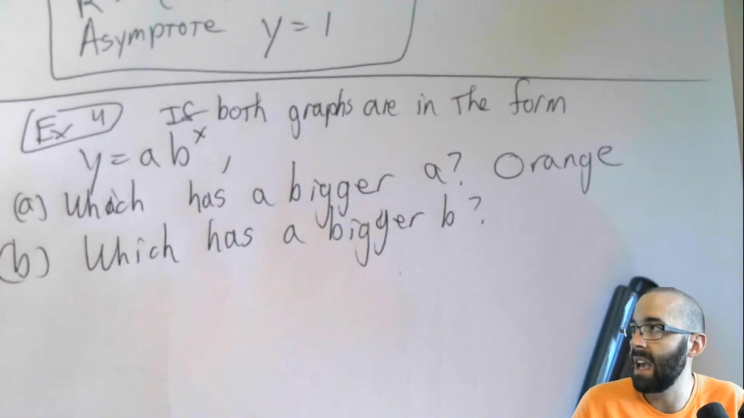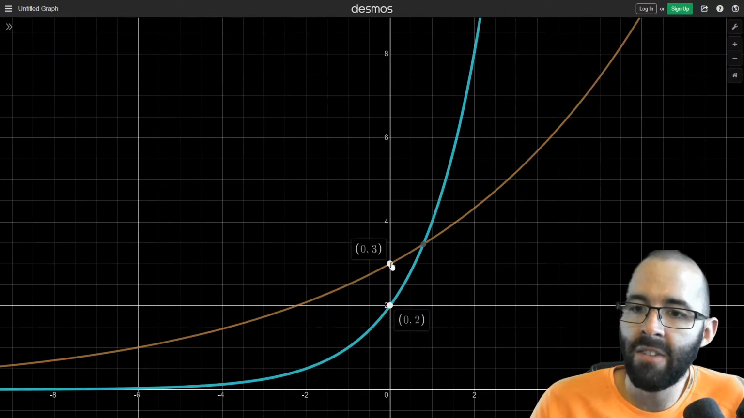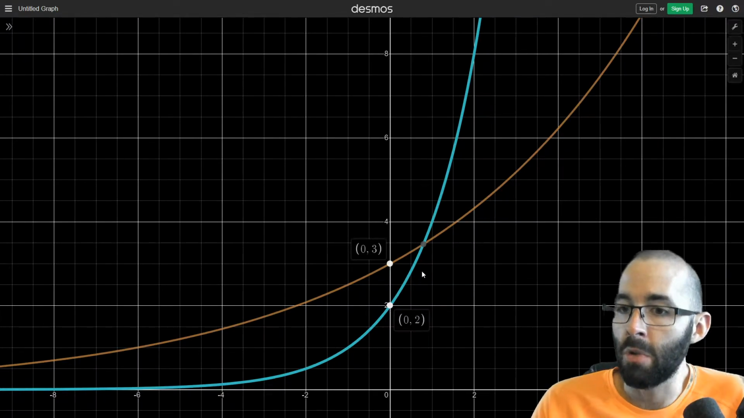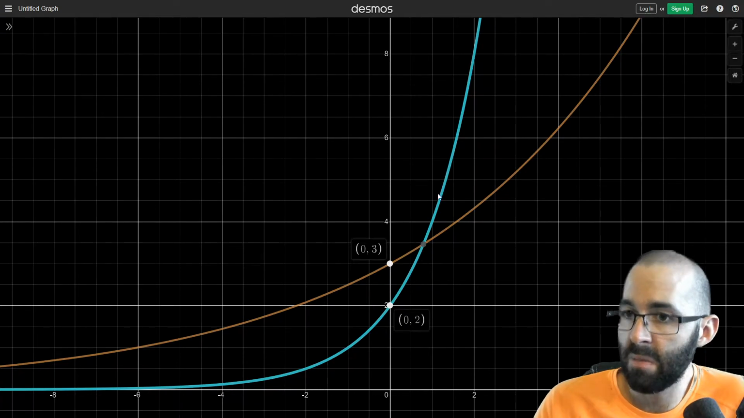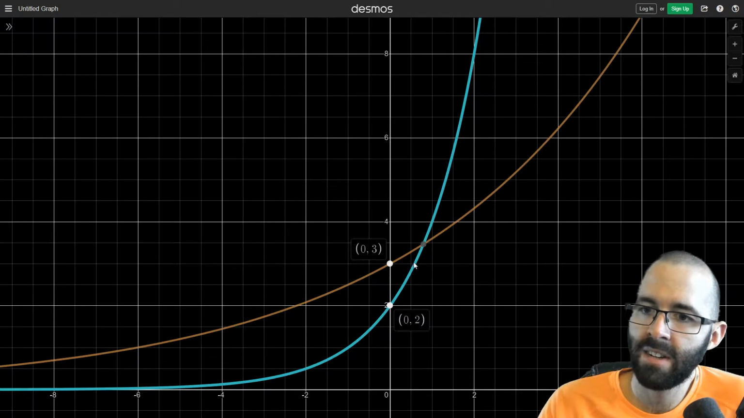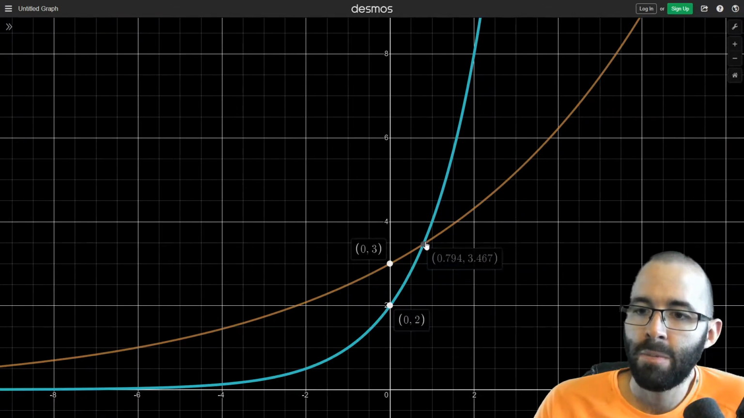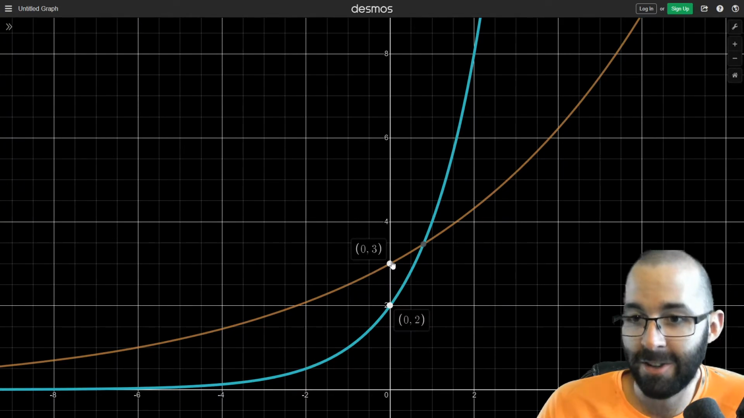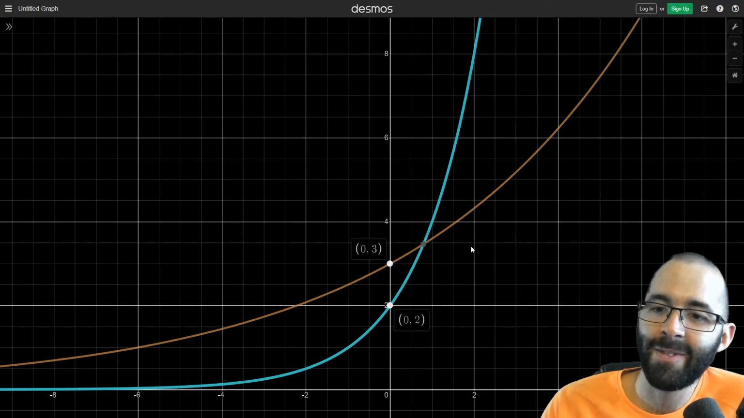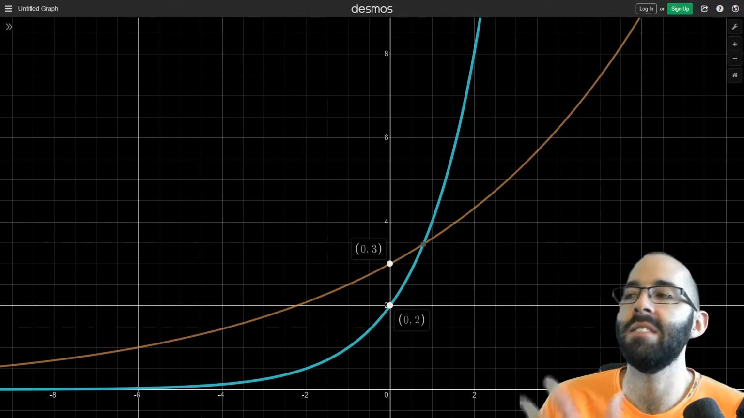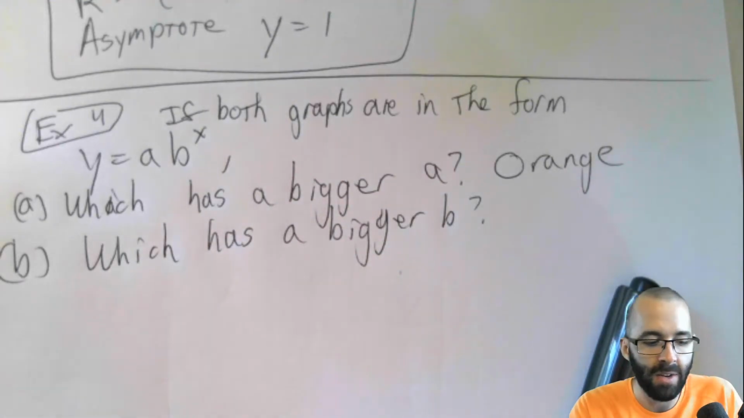Specifically, we know the A value here. The A value for orange is 3. The A value for blue is 2. But notice that their growth rates are very different. Blue is growing pretty fast. Orange is growing super slowly. Blue is the current COVID infection curve. Orange is the COVID infection curve that we want. So blue has a much bigger B value. Blue has the bigger growth rate, B value.